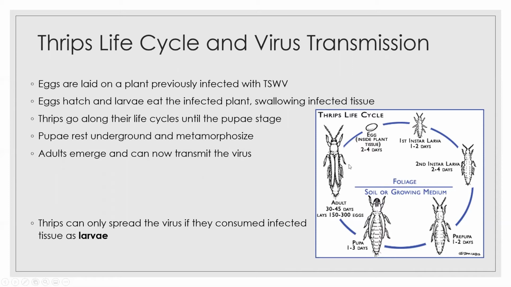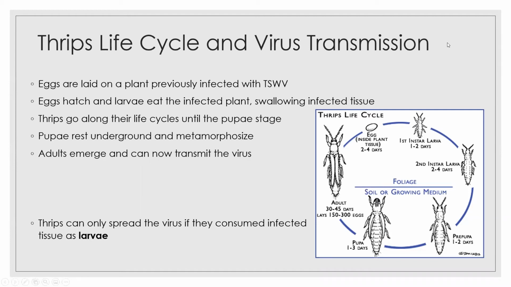If an adult eats a plant and it's not previously infected, it's going to get those virions in its stomach, but it's not going to be able to spread it through the saliva because it didn't have them for that metamorphosis. And again, if you refer to the previous slides, this would be propagative, persistent, because once the virus is inside, it's replicating inside the thrips.